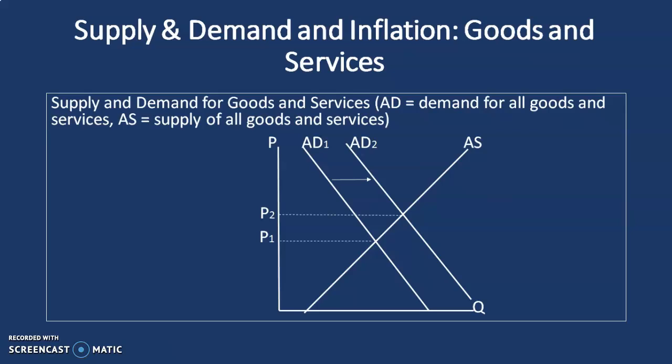So the increase in the money supply, if it goes faster than the increase in the population, will increase demand for aggregate goods and services in our economy, and that will create inflation. Remember that.